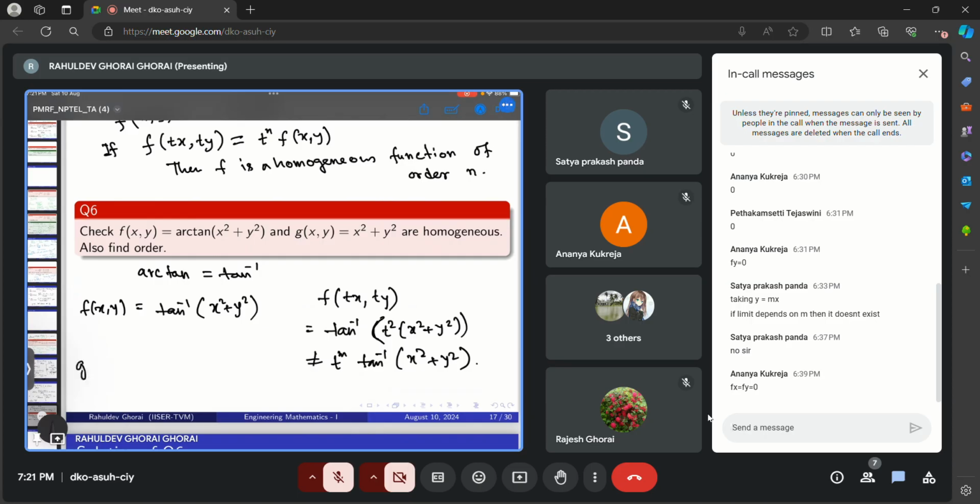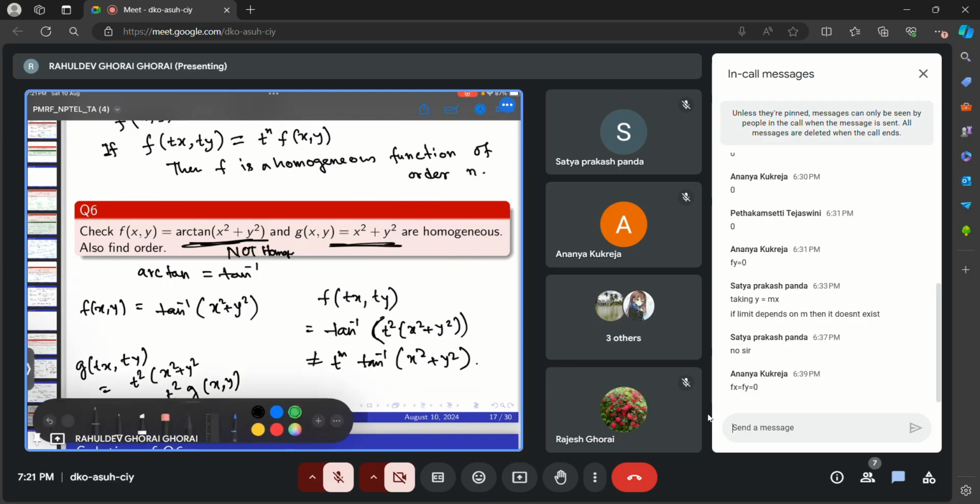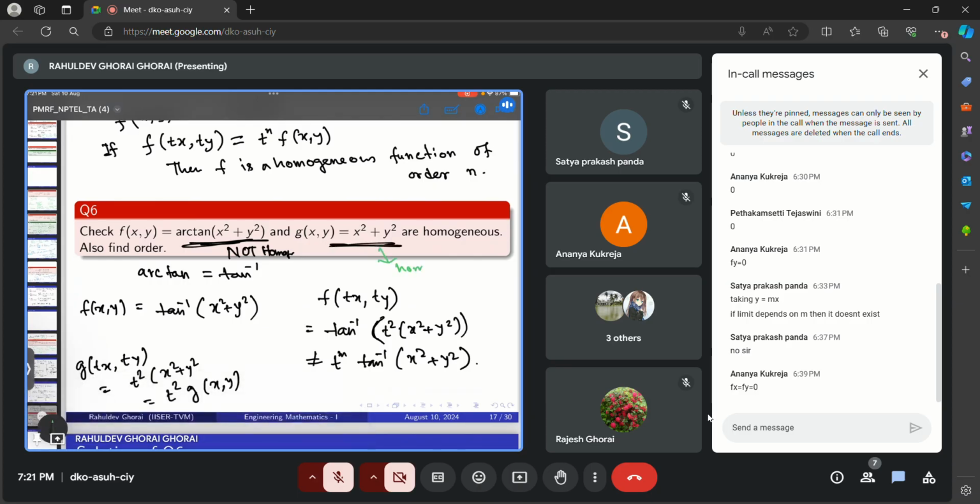But if you take g of tx comma ty, you will see that it is t squared times x squared plus y squared, which is equal to t squared times g of xy. So this function is homogeneous of order 2, whereas the earlier function is not homogeneous. So an order 2 homogeneous function is mainly this.